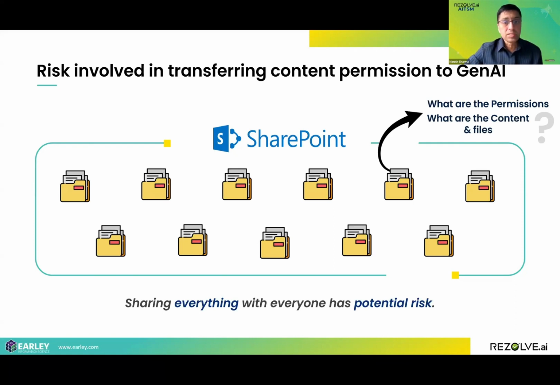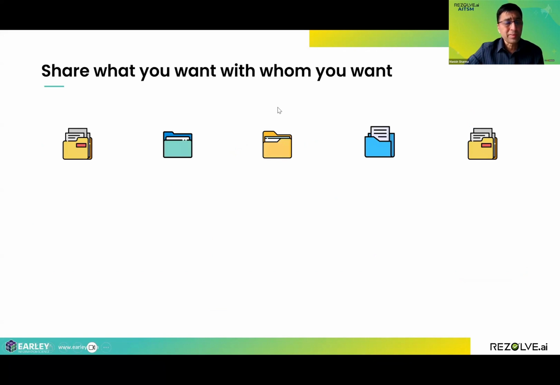And so therefore, what is the solution? There's the problem. We told you about the problem. What is the solution? What we recommend is you decide which information you want to share. We don't recommend you share everything with everyone and hope the permissions are set right. That's just wishful thinking. Don't do that.